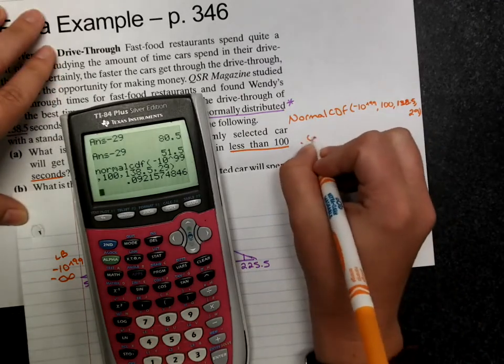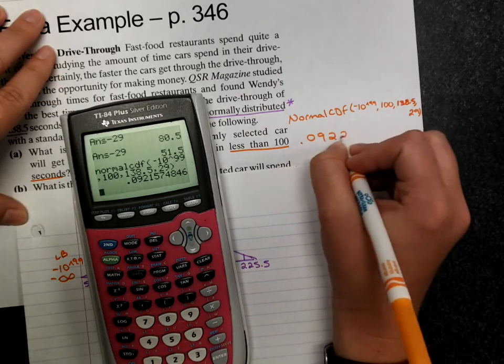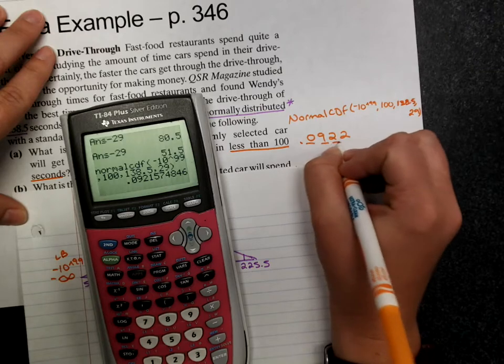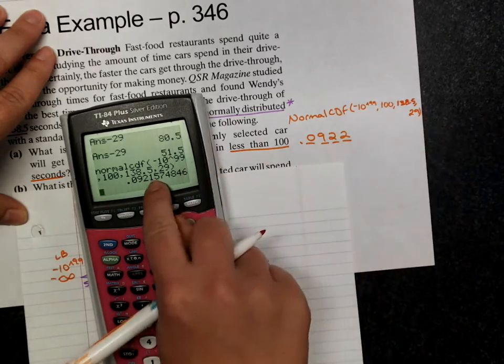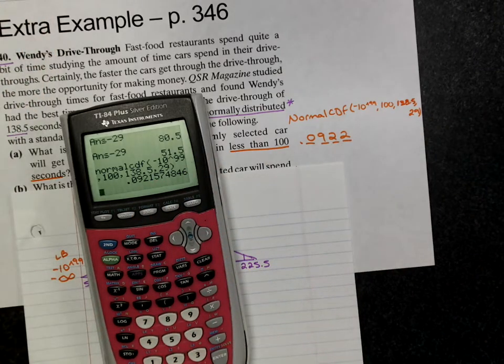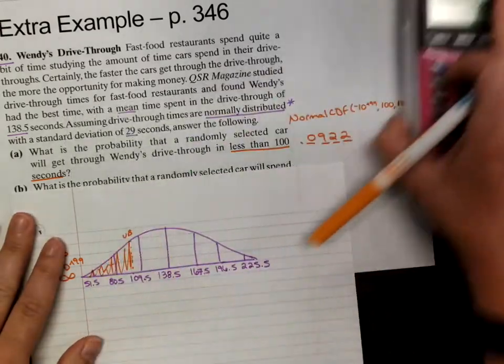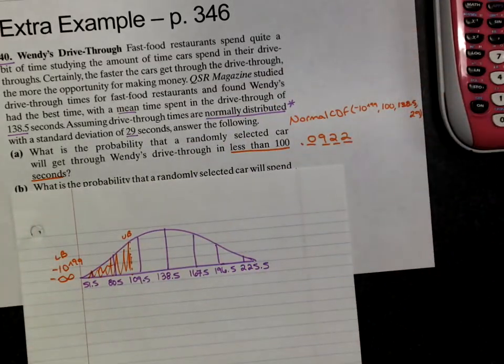And you should get 0.0922. I always like to have 4 decimal places, so I took that 5 and rounded that to a 2. That's about 9% chance that they'll get through in less than 100 seconds. I'm going to change colors so you can see a little bit better.